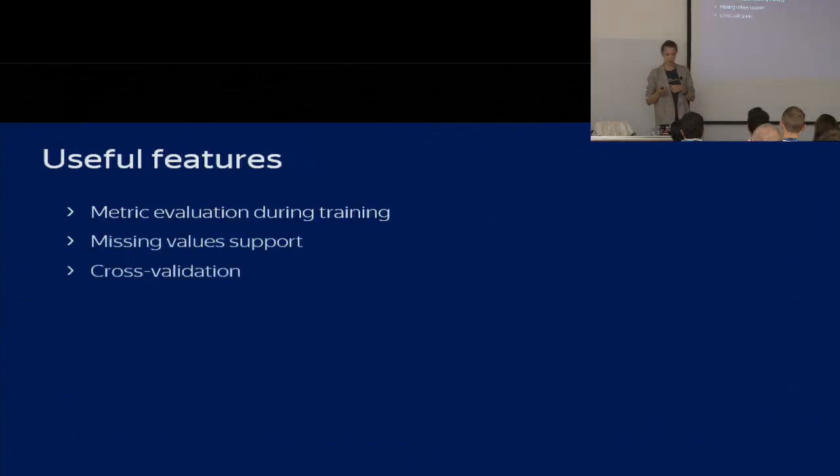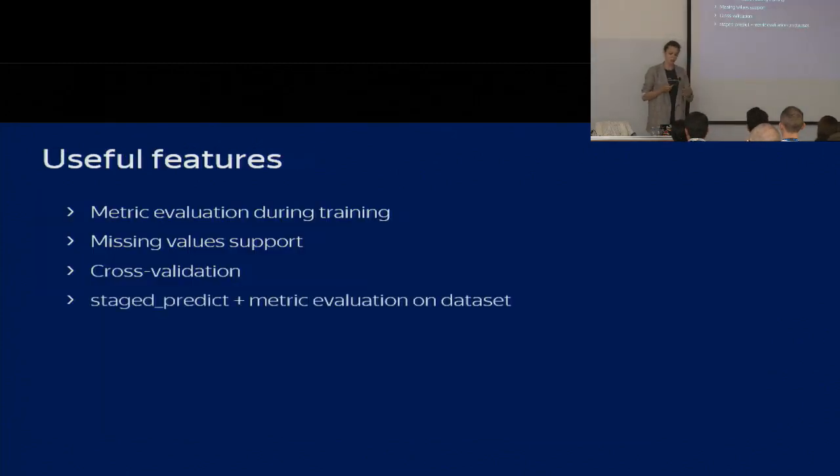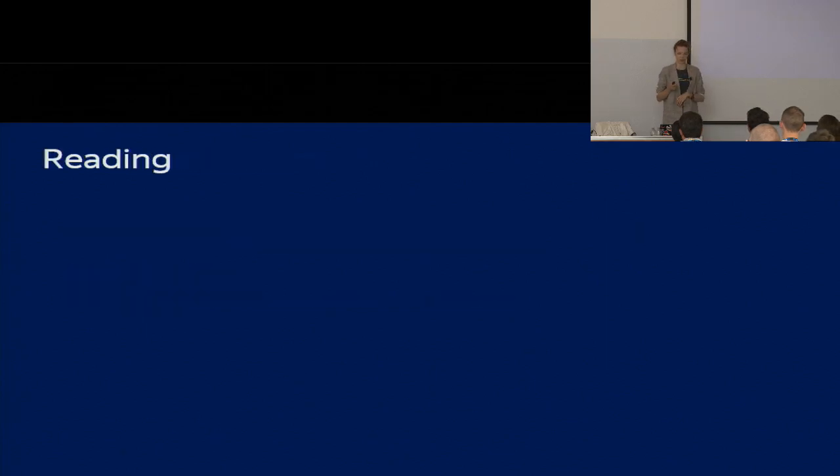The next thing, we have missing value support. We of course have cross-validation, and for cross-validation we have the same visualization. So during the training you can see how the average loss function changes and what the standard deviation is. And we also provide stage predict and metric evaluation functionality. We have tutorials on each of those things, so you can try them. The tutorials also cover stage predict and metric evaluation that are very useful if you start to experiment.